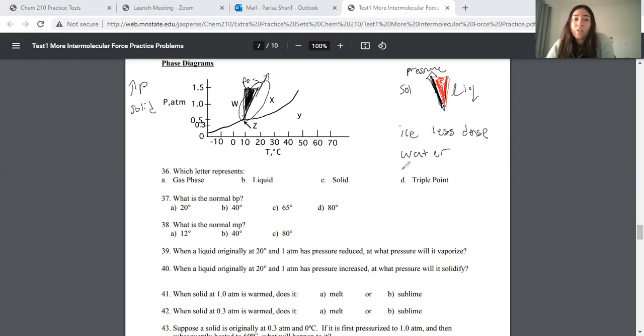The reason for this has to do with the way the molecules arrange themselves. It has to do with the characteristic of H bonding. If you want to know more about it, you can look it up. But that's why water is the only phase diagram which is going to have this type of relationship versus this type of relationship.